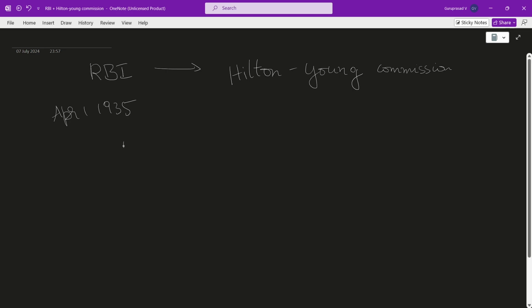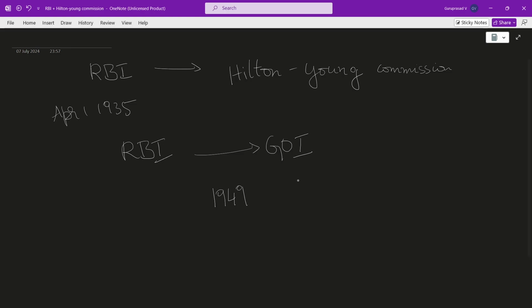Surprisingly, RBI currently is wholly owned by the government of India. But initially, when it was started, it was privately owned, and then later it got nationalized in 1949. And it was started with an initial capital of 5 crore rupees.